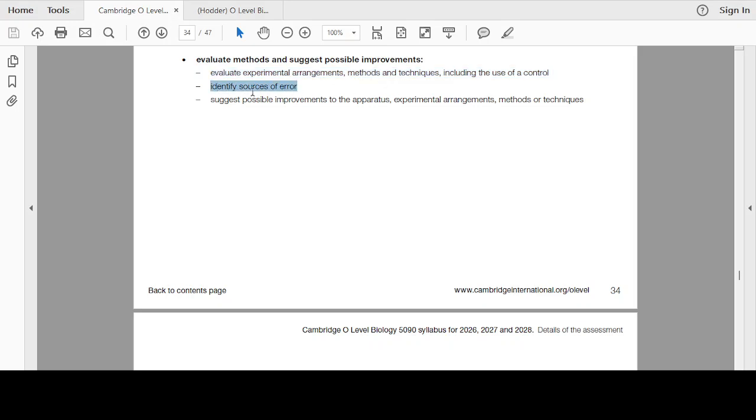Identify sources of error. Suggest, right, the source of error is not like, oh, I made a mistake. That's not a source of error. Right, you're going to identify either the limitation of your experimental techniques or the limitation of the apparatus, or a practical problem that you were having perhaps. Not that, oops. Suggest possible improvements to the apparatus, experimental arrangements, methods, and techniques. How can you make things better?